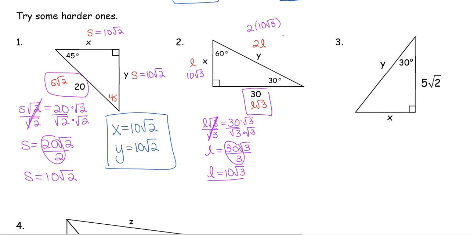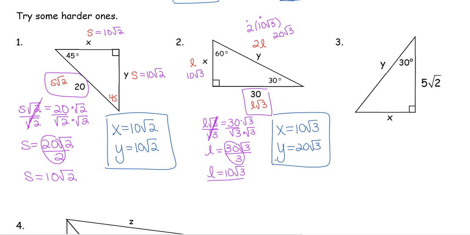We're multiplying radicals now, so it's numbers in the same location. 2 is outside and 10 is outside. So this becomes 20 root 3. So we see, in this case, x is over here, so x is equal to 10 root 3. Y is 2 times L, so y is 20 root 3.